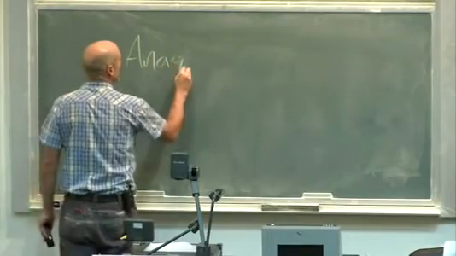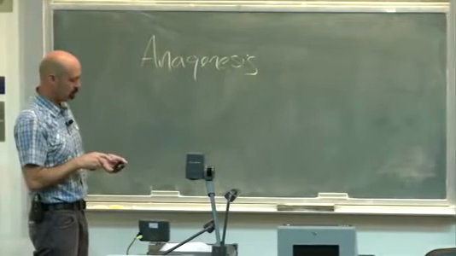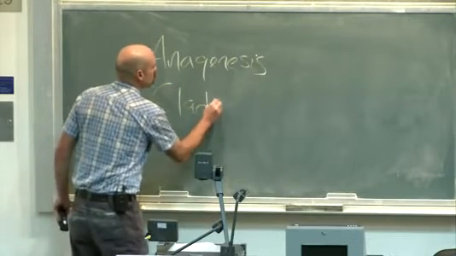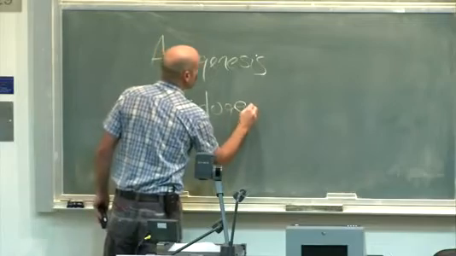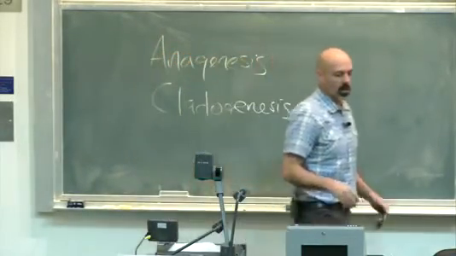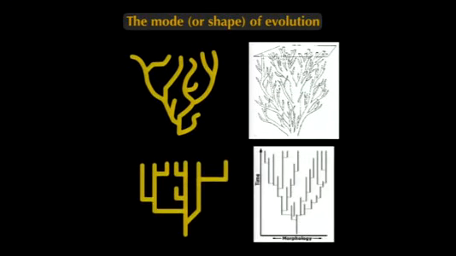Anagenesis. Anagenesis refers to that type of change in lineages that occurs through gradual changes through time and can lead to new forms, as opposed to cladogenesis, where the changes are concentrated at the branching events themselves.